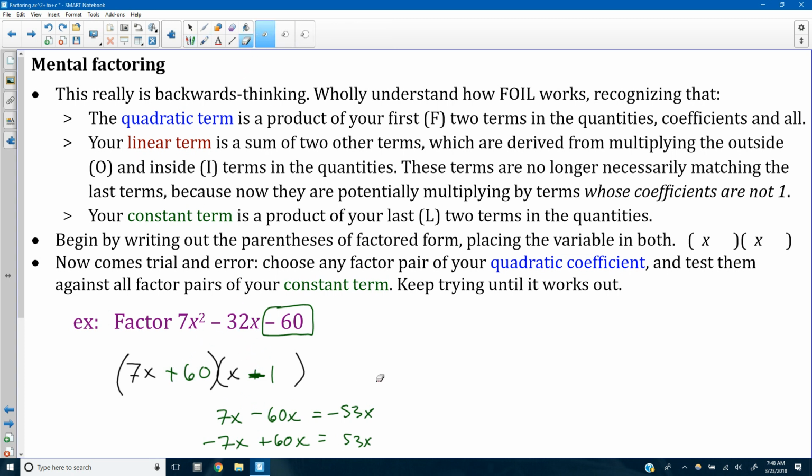I like to not think of it that way. I like to try and get the signs to match. That's just me. It's just how I subconsciously do these problems. Now, those aren't the numbers there, so obviously 60 and 1 are out.